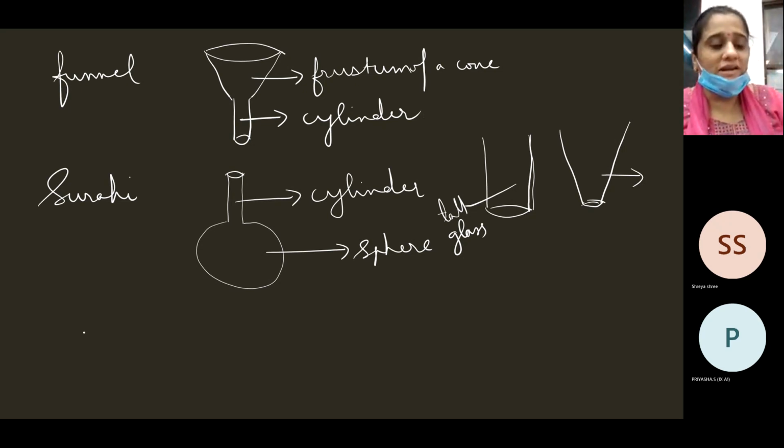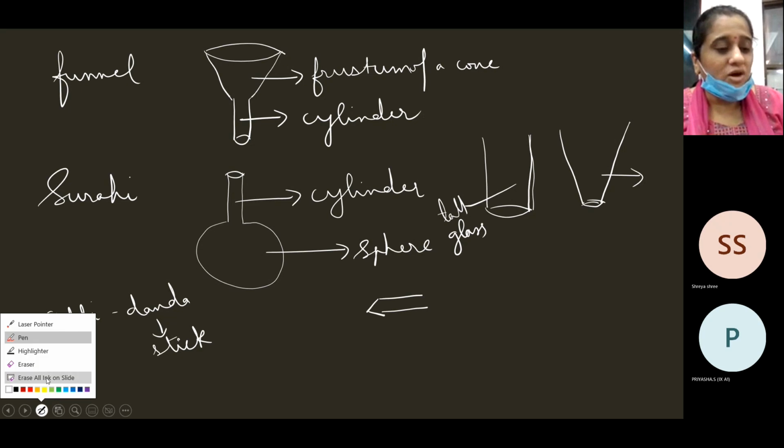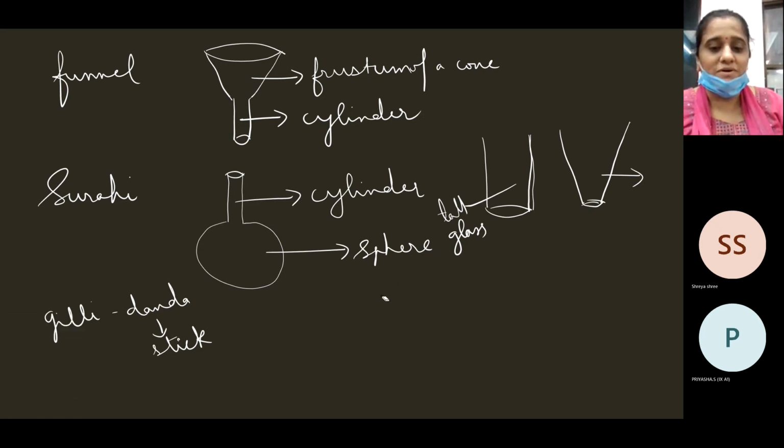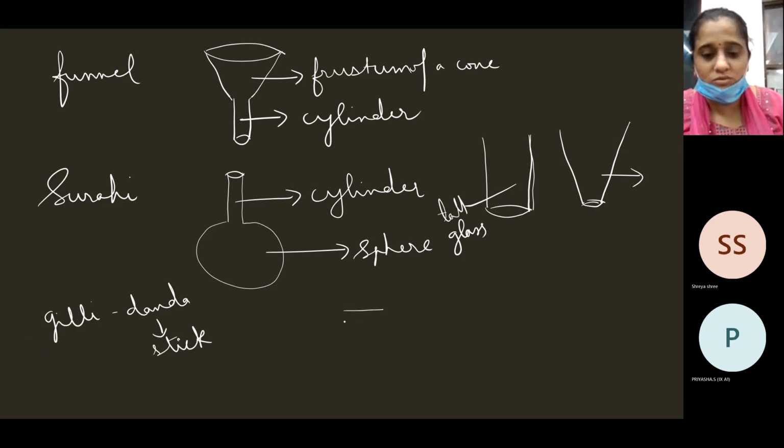Then, we were talking about gilli danda. Danda in Hindi means a stick. Okay, gilli is this portion. This piece is a gilli. I can draw better on the board. I'm not saying I'll be perfect on the board, but I can draw better on the board. Here I have no control. It's very smooth, I don't have control.